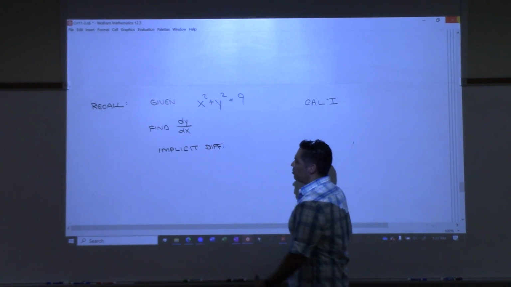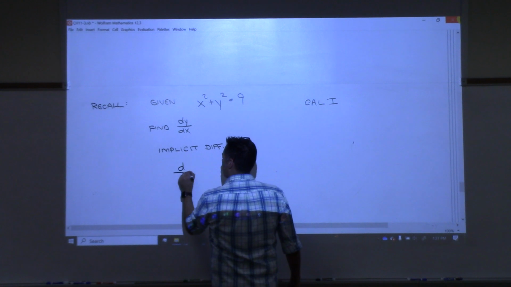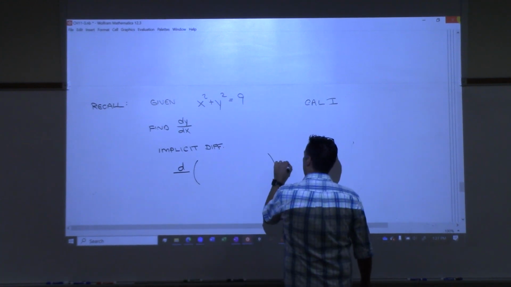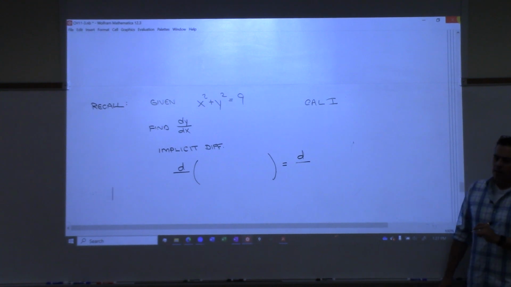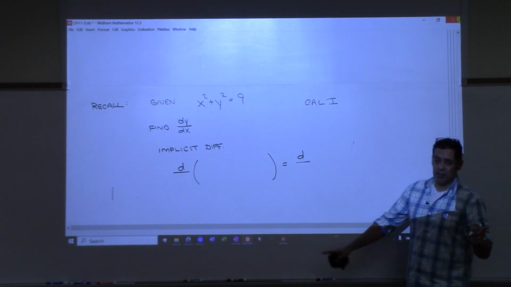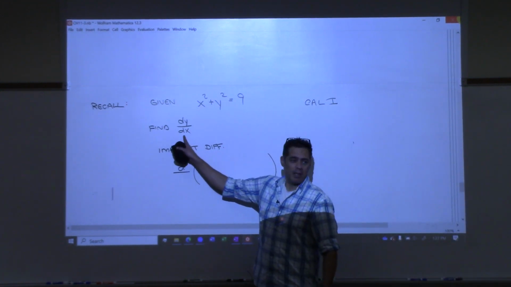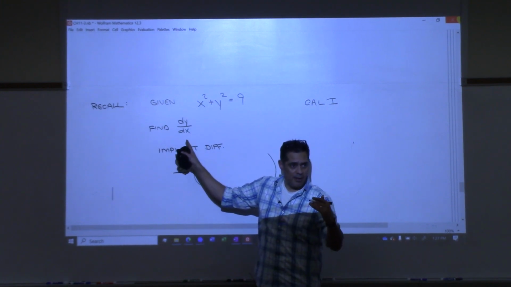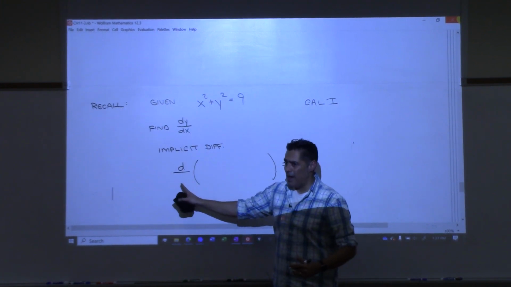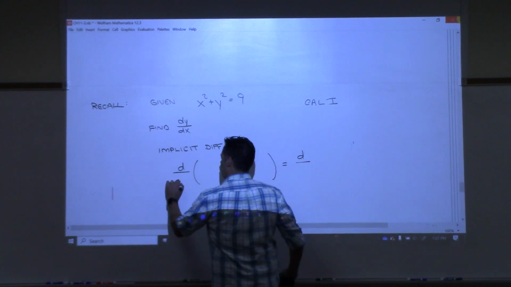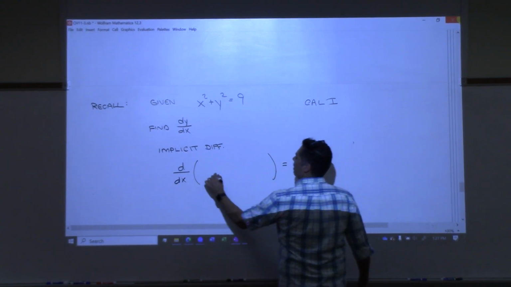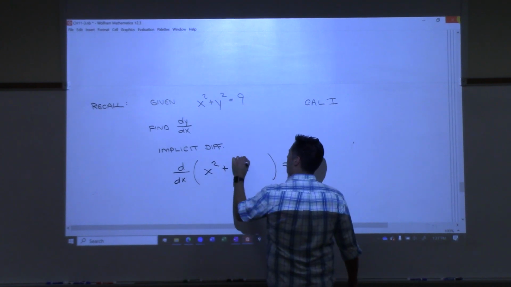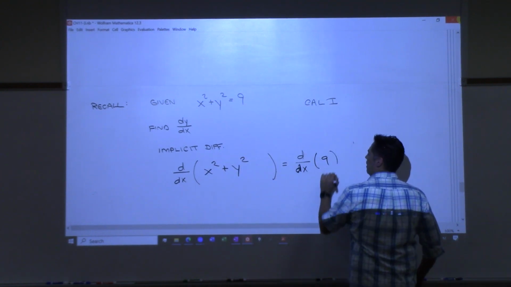So I will take the derivative with respect to what on both sides of this equation? Y'all remember from Cal 1? In this particular case, with respect to x, because what am I looking for? dy/dx. So I take the derivative with respect to x on both sides of the equation. The left side is x squared plus y squared, and then this here is 9.